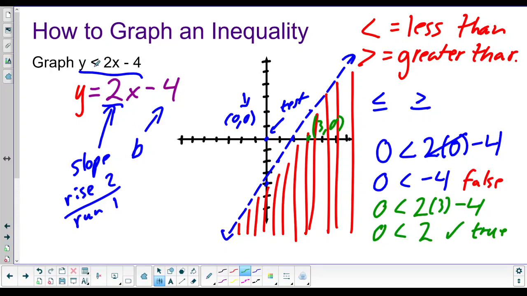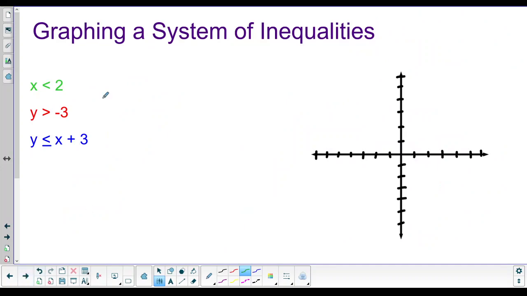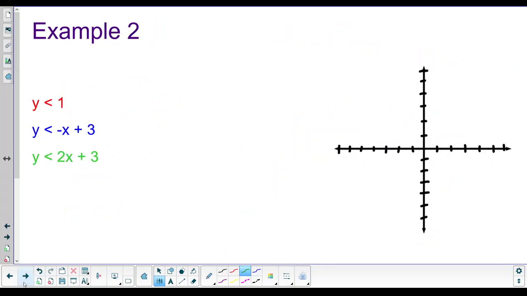So that's the gist of it. You want to pretend it's an equals, graph the line. Then you pick a test point. If the test point works, you shade that side. If it doesn't work, like when we got (0, 0), you shade the other side. Okay, simple enough. All right, so let's go try a system of these things. They're pretty fun. So don't worry, if you don't get this one, I've got 2 systems just to really hammer home the point, but we'll get there.